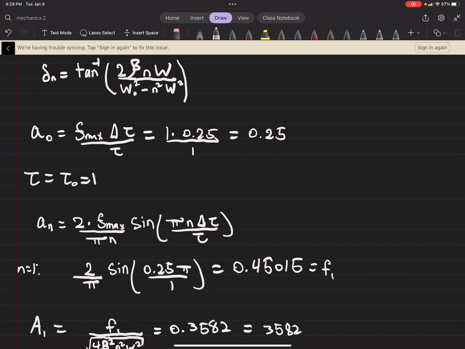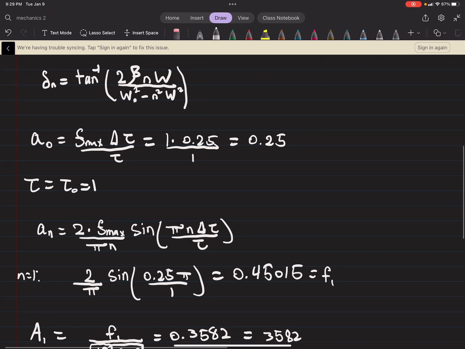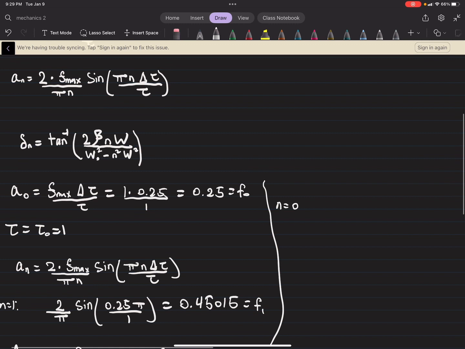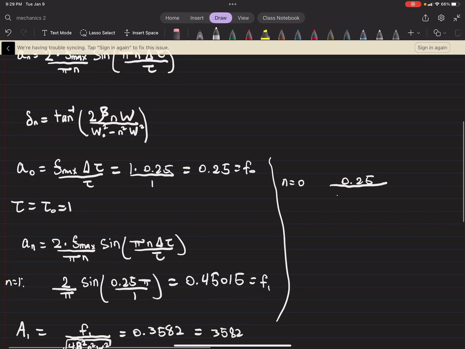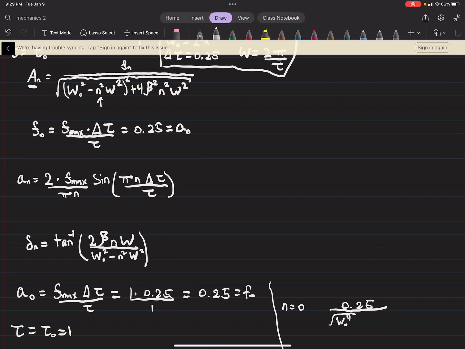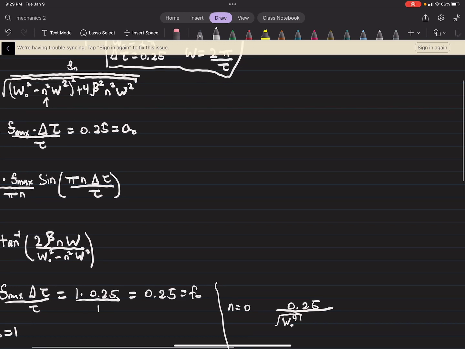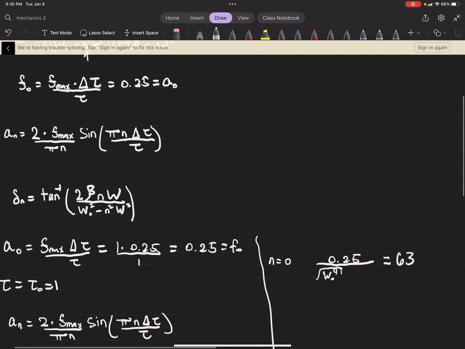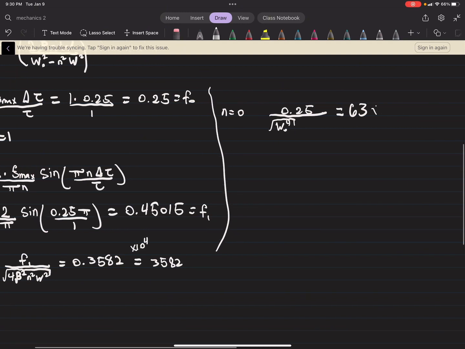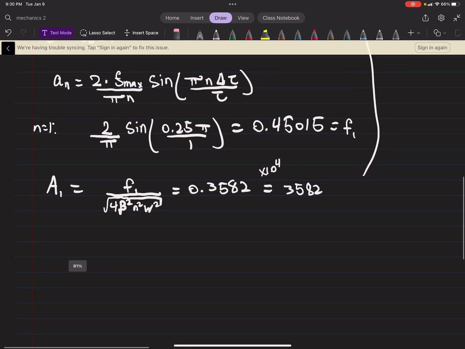Okay, so that is that part. I also need to calculate for n equals 0, so we'll just do that over here. So this is f sub 0. If we look at our equation, that'll be 0.25 over omega naught squared minus 0 squared. So this is really the square root of omega naught to the 4th, plus, that's all 0. And when I did that and I did their little multiplication they like to do, I got 63. So that's when n equals 0. Sorry, I forgot that one there. Let's say times 10 to the 4th. That's just the convention that they like to do. Anyways, so that is how you calculate this.